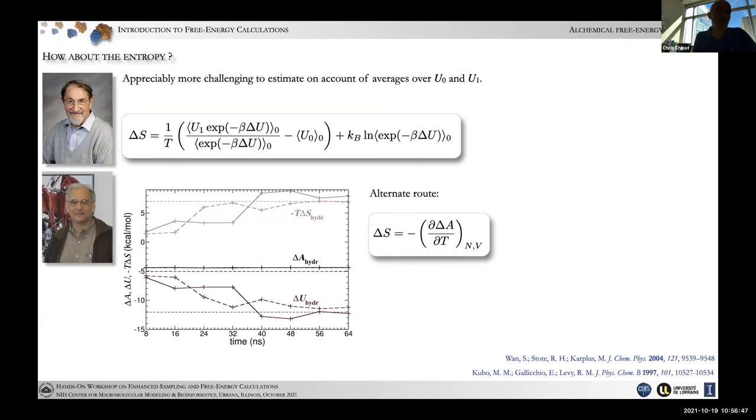An alternate route to compute the entropy that was actually used by Ron Levy is from finite differences. So you remember that the entropy formally can be defined. If I use the Helmholtz free energy, not the Gibbs free energy, it's the derivative of the free energy with respect to temperature at constant number of particles and volume. Meaning that you can compute the entropy from finite difference. So you run a simulation at a certain temperature, and you run a simulation at another temperature, and you take the difference between the two free energies and divide by the two delta T.